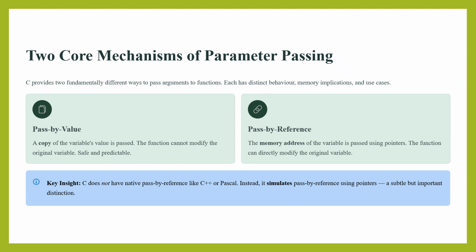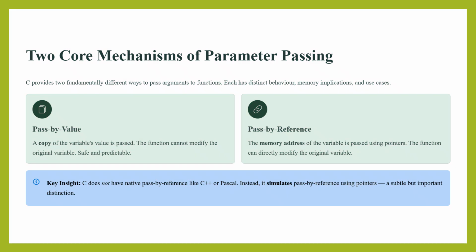The two core mechanisms of parameter passing. So C provides two fundamental ways to transfer data between functions. Understanding these mechanisms is crucial because they determine whether the original data changes, how memory is used, and how efficient your program is. First, pass by value, and second, pass by reference. So first one, pass by value.